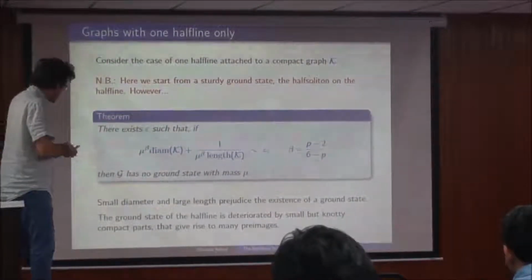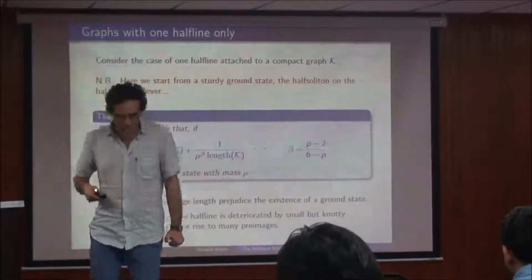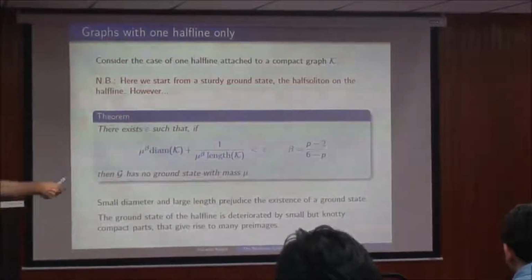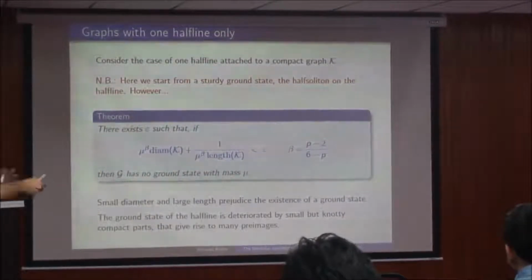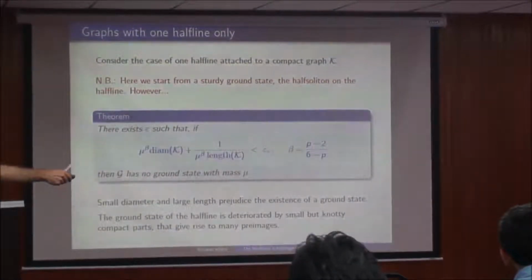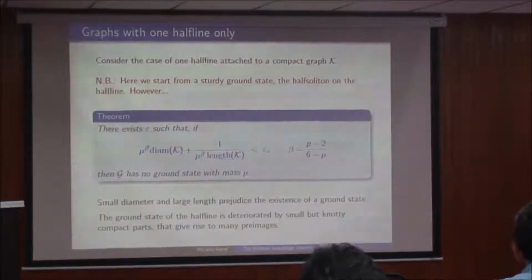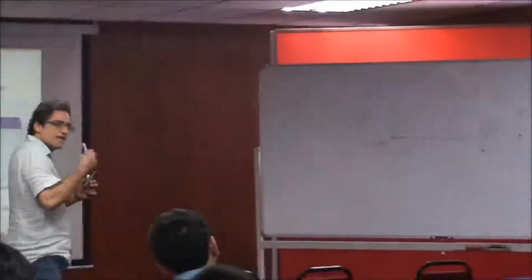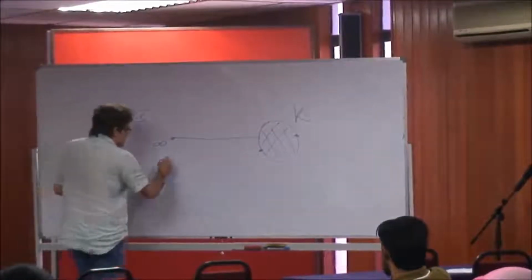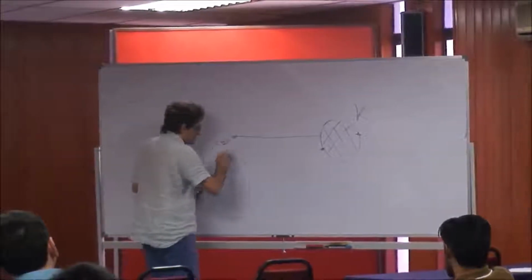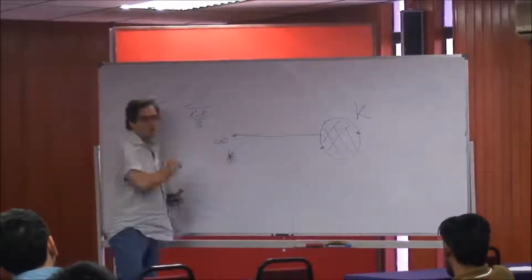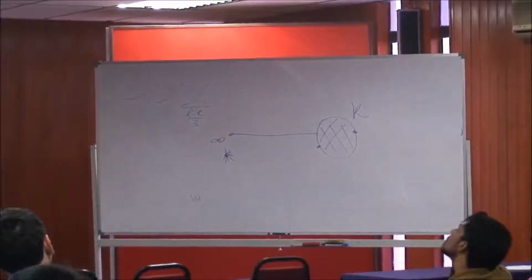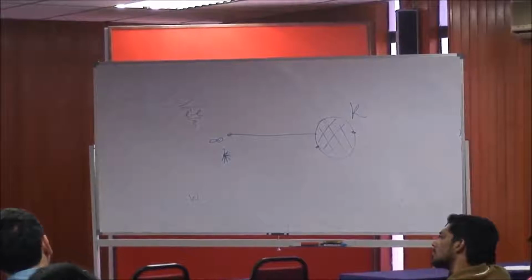And the philosophy is the following. You start from the half line, you have a very strong ground state, you attach something here, and you want to destroy the existence of the ground state. In order to do that, you must have a small diameter and a large length. What does it mean, small diameter and a large length? It means that there are many edges, so the sum of the lengths must be large, but the graph must be short, or very knotty, very intricate. So all points are quite close.